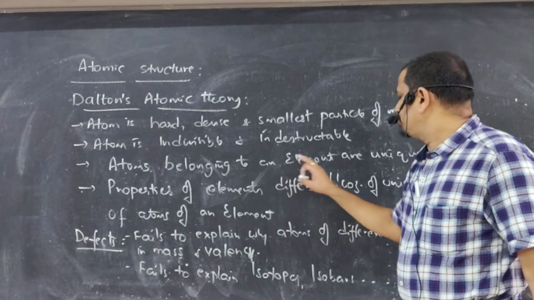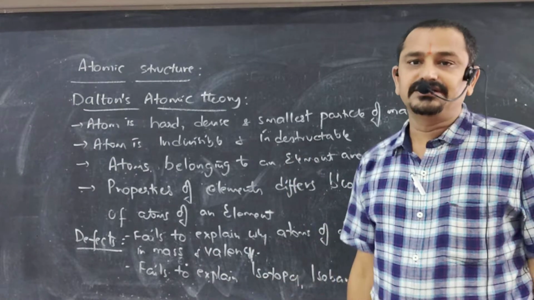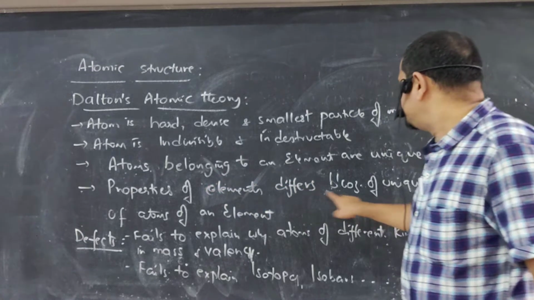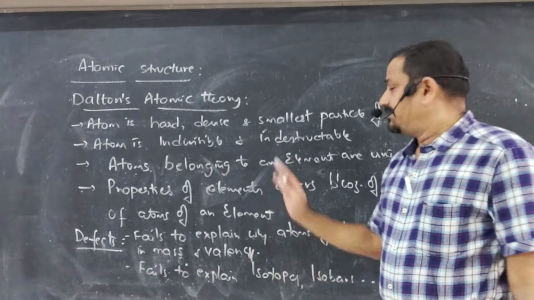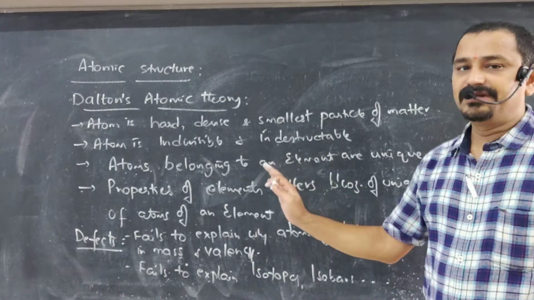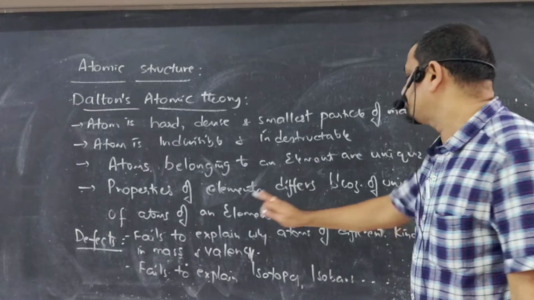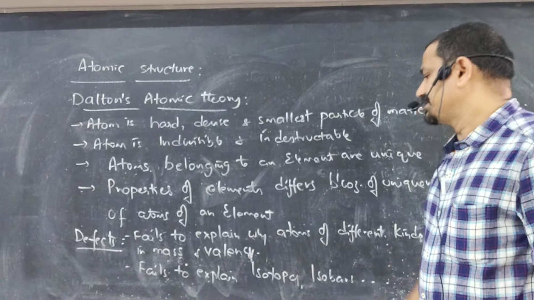Atoms belonging to an element are unique, meaning atoms of a given element all resemble one another. Next, properties of elements differ because of the uniqueness of atoms. Suppose carbon element properties are different from sulfur element, like that, because of the uniqueness of atoms of that particular element. For a given element, all atoms are unique.